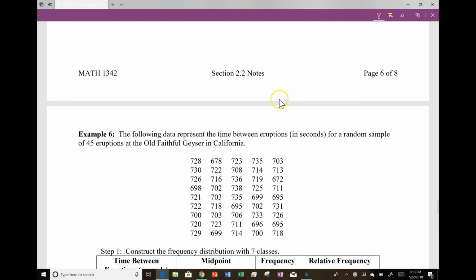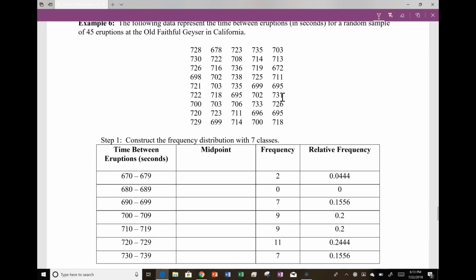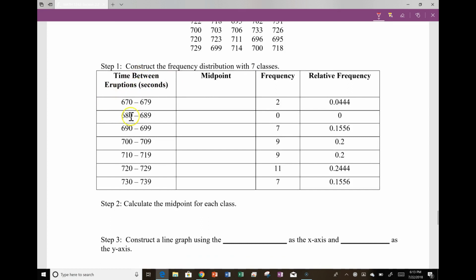So we're going to go back to our Old Faithful data. We have the data here. We've actually already calculated the classes, the frequency, and the relative frequency. Now what we need to do is calculate the midpoint for each class. So the midpoint for the first class, I'm going to take 670 plus 680 and divide it by 2. And I'm going to get 675. So I took this class limit plus the next lower limit, added those, and divided by 2.